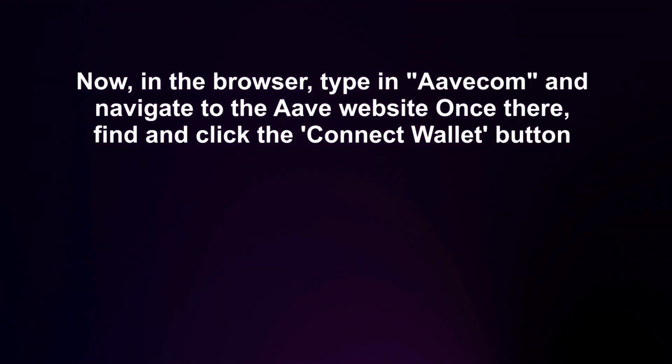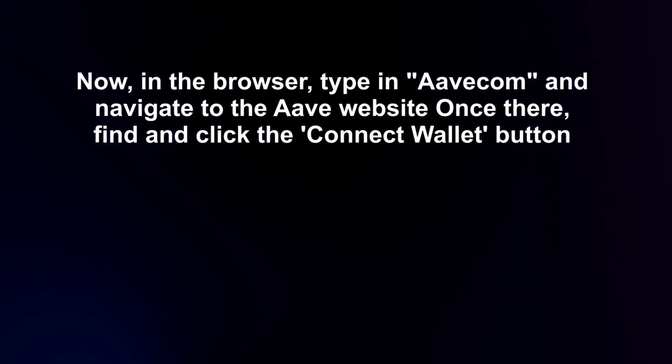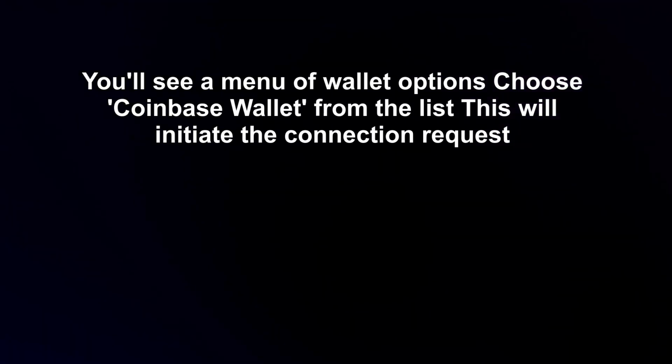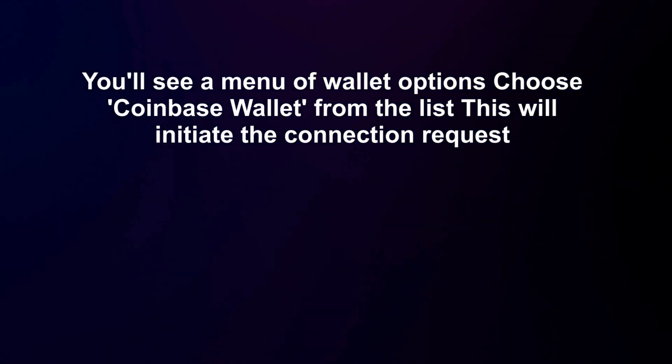Now, in the browser, type in Aave.com and navigate to the Aave website. Once there, find and click the Connect Wallet button. You'll see a menu of wallet options. Choose Coinbase Wallet from the list. This will initiate the connection request.